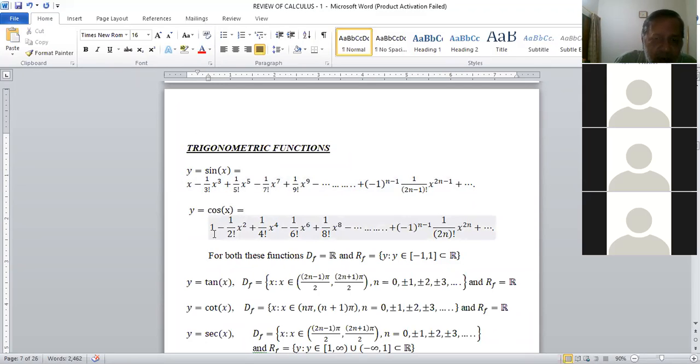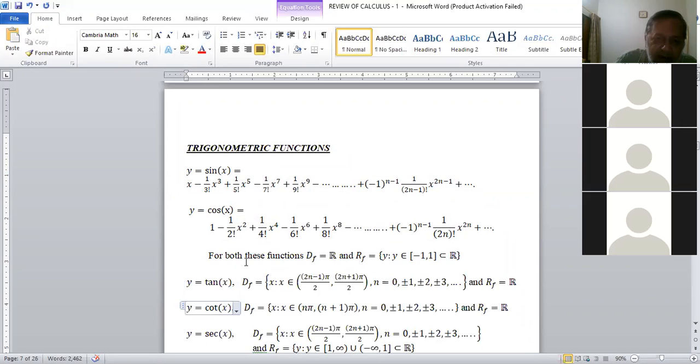Expansion of cos starts with 1. When x is equal to 0, sine is 0, so every term contains x in the expansion. Cos 0 is 1, so not every term contains x. The first term is 1, so cos 0 is 1. The domain is the whole set of real numbers, but the range of both sine and cosine is between -1 and 1.